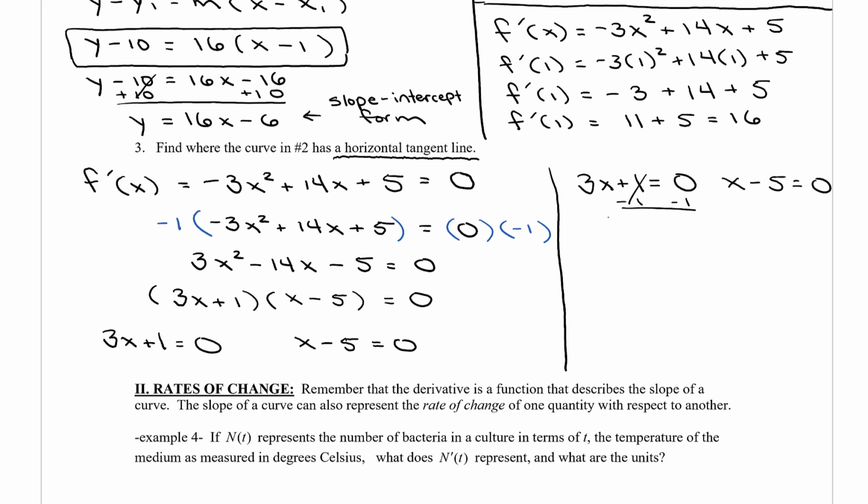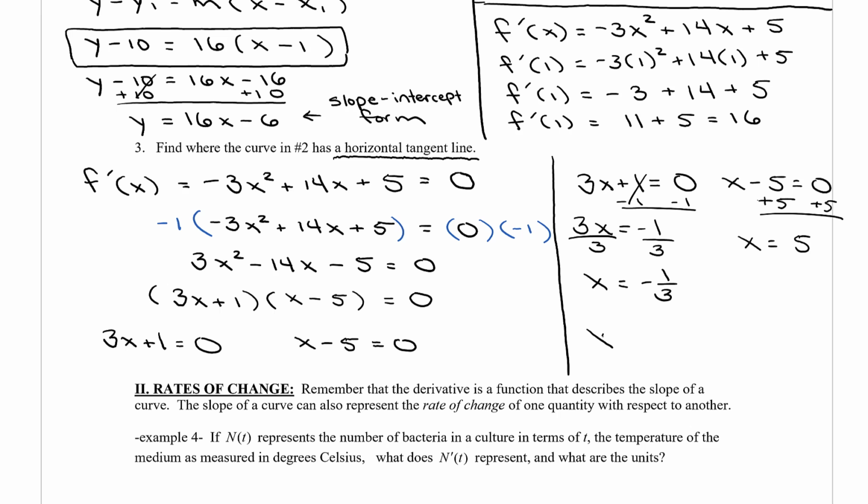I'm subtracting 1 from each side of the 3x plus 1 equals 0 equation. So I have 3x equals negative 1. Dividing by 3 on both sides, I get x equals negative 1/3. For the other equation, I will add 5 to both sides, and I will get x equals 5. Therefore, my solutions are going to be x equal to negative 1/3 and x equals 5. I'm going to box those two answers in.